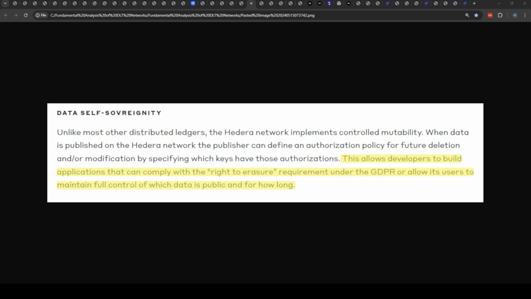Data is also self-sovereign on Hedera, meaning that when any data is published, the publisher can define permissions on which keys have permission to delete or modify the data. This allows developers to build applications which can comply with things like GDPR, essentially allowing its users to maintain full control of their data. This is pretty different to many networks where you're basically not allowed to change data on a blockchain. But with this provision, it seems like certain keys have the ability to actually modify their data.